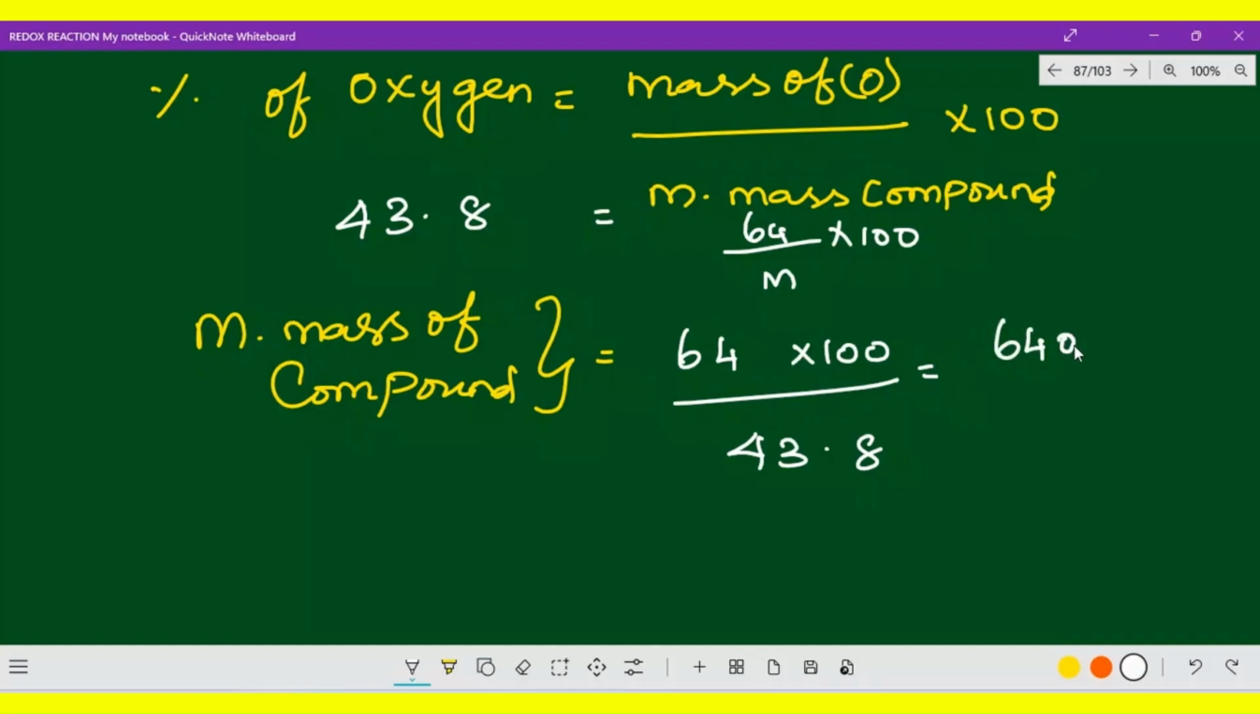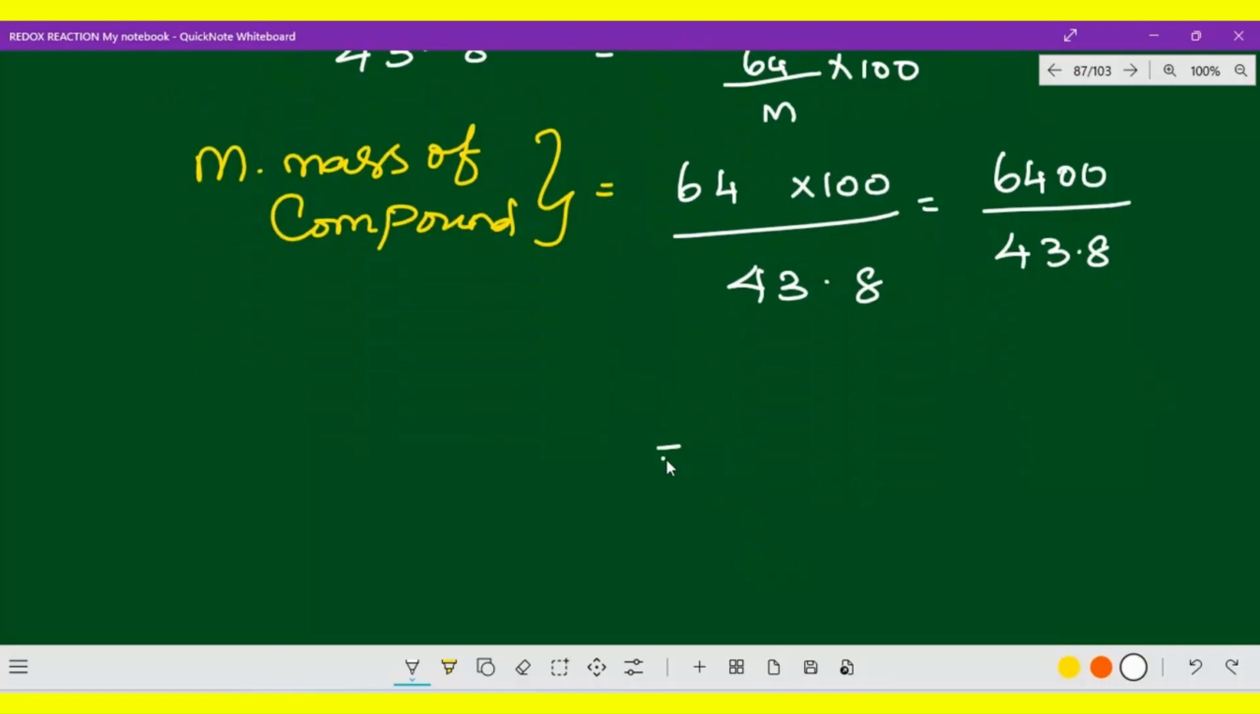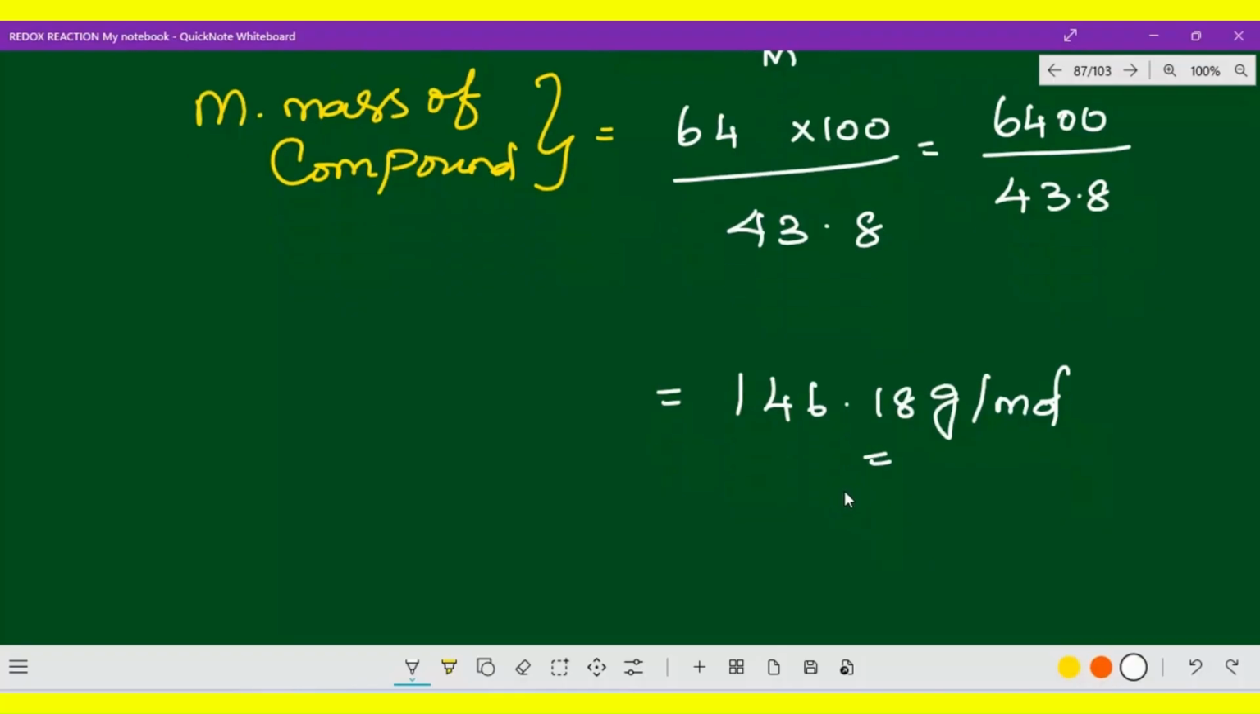So 6,400 divided by 43.8. When you calculate it, you will get exactly 146.18 gram per mole. The 18 is the least bother, so nothing to worry. So that is what I just mentioned: adipic acid formula, molecular mass.